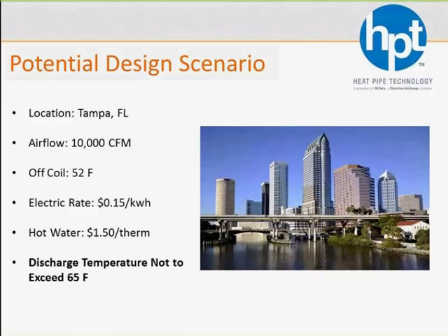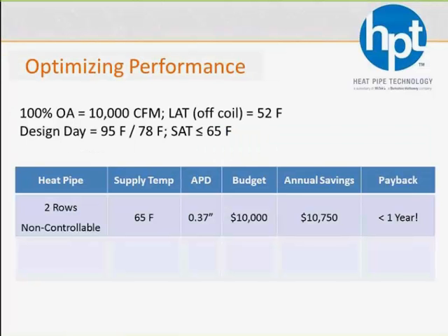So I'm going to take this same scenario, Tampa, Florida, 10,000 CFM, same utility rates, 52 off the coil, and in this case we're being told that we don't want to leave the unit warmer than 65 degrees. So again, that 2-row non-controllable heat pipe at design day is reheating up to 65. So you can actually put this in there, not put any valves. It's never going to be too hot. You're not adding a whole lot of static. We budgeted about $1 a CFM.